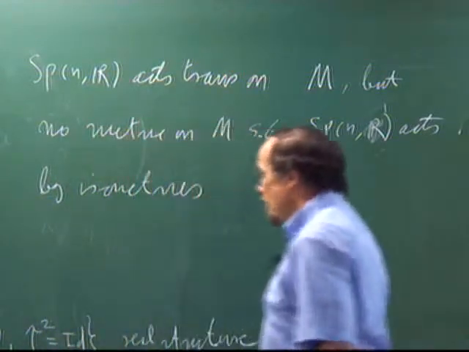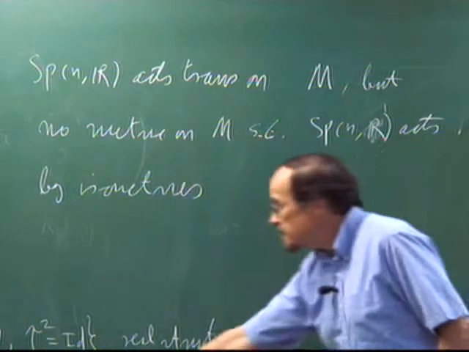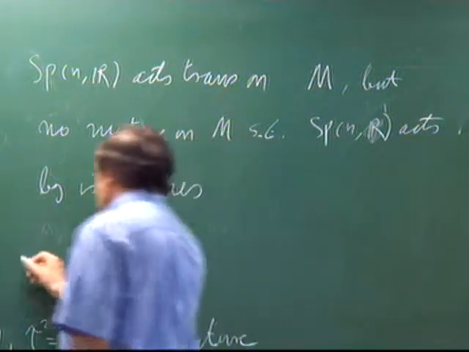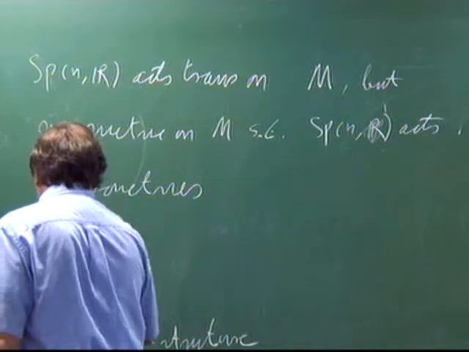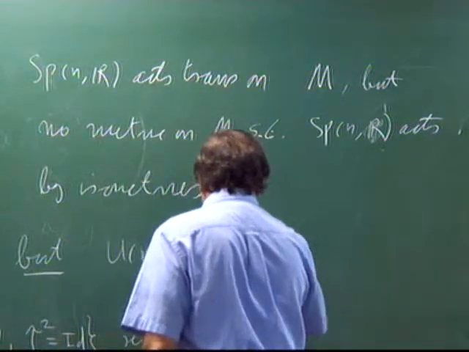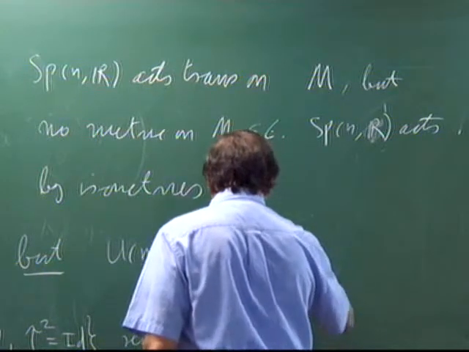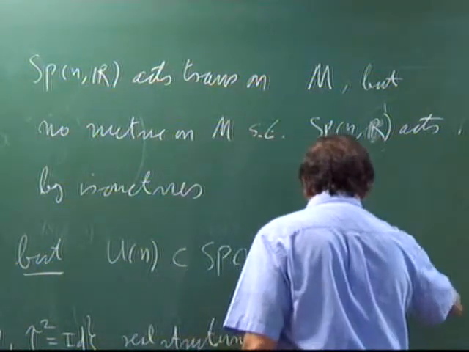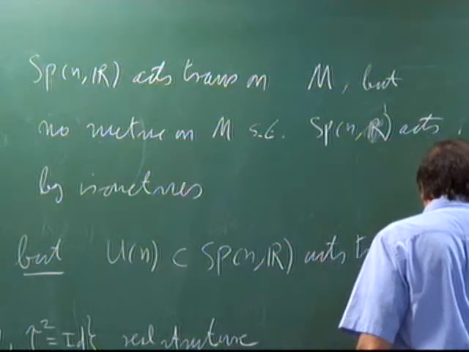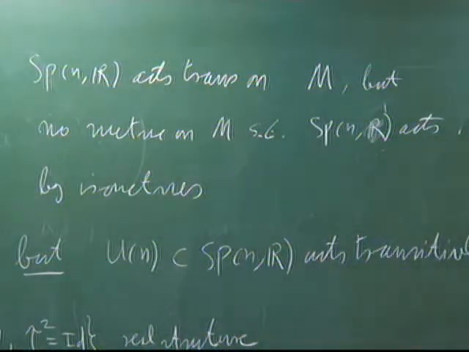So if one computes a stabilizer, which I didn't do, but that was an exercise, the stabilizer is incompact. So there cannot be any metric invariant under the natural group, which is a symplectic group acting on this thing. But there's a smaller group that acts transitively also. So, U(n) contained in Sp(n,R) acts transitively. That's the claim. And it's compact, so now there will be an invariant metric.